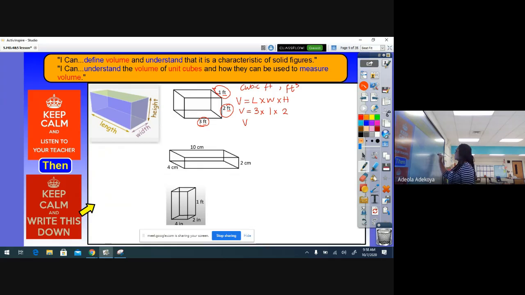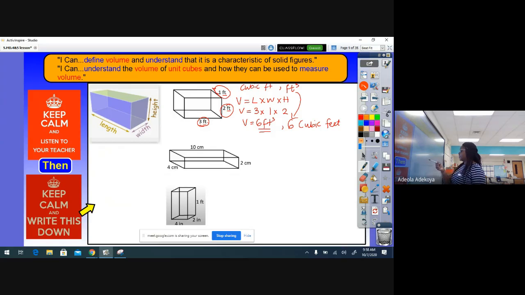My volume here is going to be 6, and because it's in feet, I'll bring this down here: 6 cubic feet. I can write it this way, or I can write it as 6 cubic feet in words.